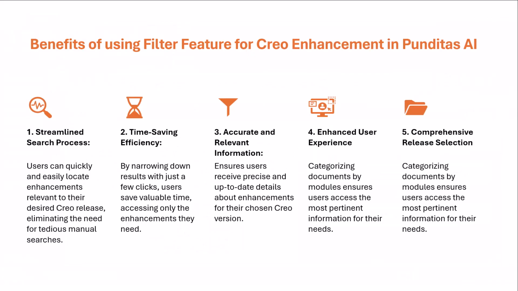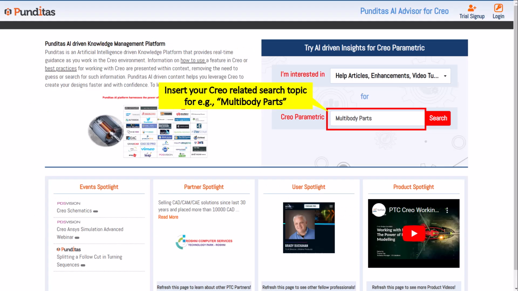By narrowing down results with just a few clicks, users save valuable time, accessing only the Creo enhancements they need. A user-friendly interface simplifies navigation, making it easier to focus on learning or leveraging specific Creo enhancements. Search for any Creo-related topic within the search box provided, for example, multi-body parts.